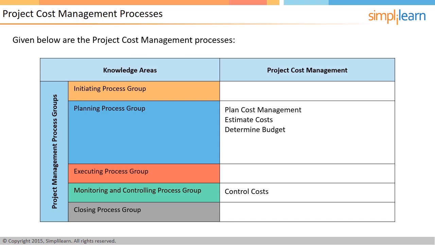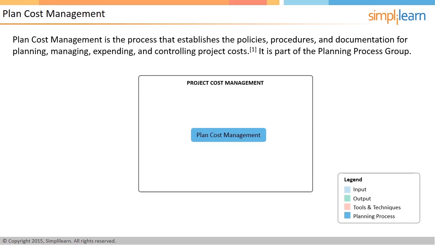Let us begin with the first process, that is, plan cost management, in the next screen. Managing costs on a project is a critical exercise. If the activities are planned well, it becomes easier to achieve harmony with the overall cost and budget of the project. Plan cost management is the process of establishing the policies, procedures, and documentation for planning, managing, expending, and controlling the project costs. Let us look at the inputs required for this process.